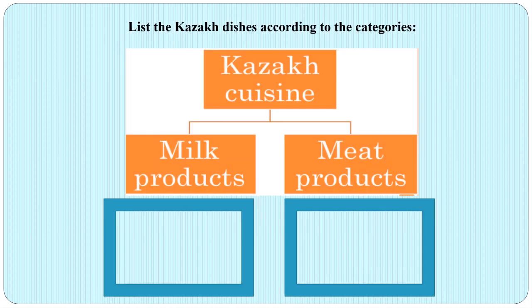All of us know that traditionally Kazakh food is divided into milk products and meat products. Please write into two boxes the names of Kazakh food according to the given categories.